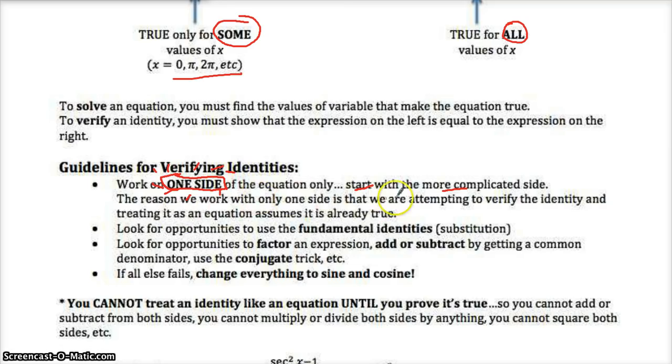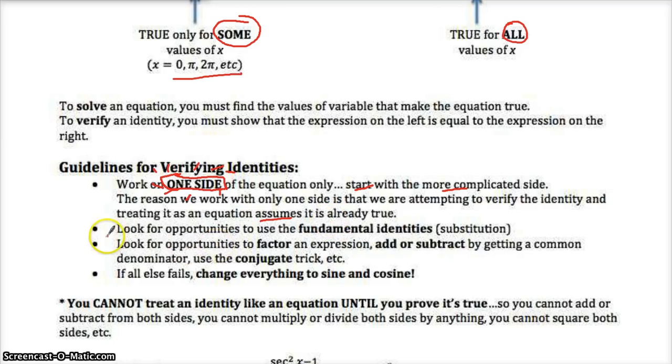Why do we only work with one side? Well, we only work with one side because we are attempting to verify that the identity is true, that it works. If you assume it's an equation and manipulate both sides and move one side to the other, then you're assuming that it's already true. But we don't know if it's true. We're trying to verify it. So we're only allowed to manipulate one side to make either the left-hand side look like the right-hand side or the right-hand side look like the left-hand side.